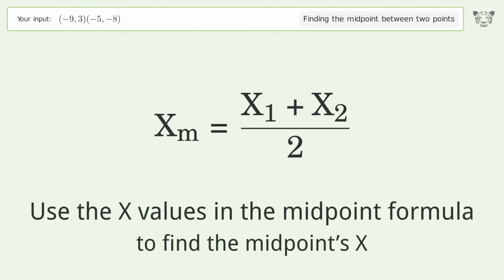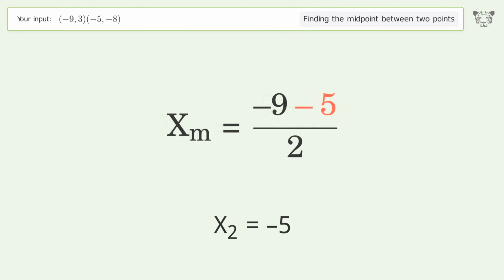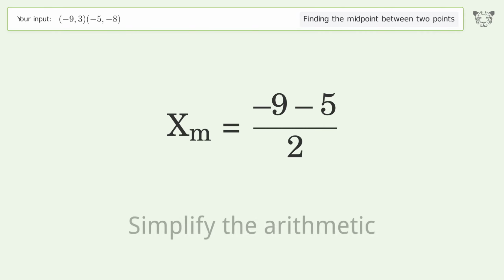Use the x values in the midpoint formula to find the midpoint's x. x1 equals -9. x2 equals -5. Simplify the arithmetic.